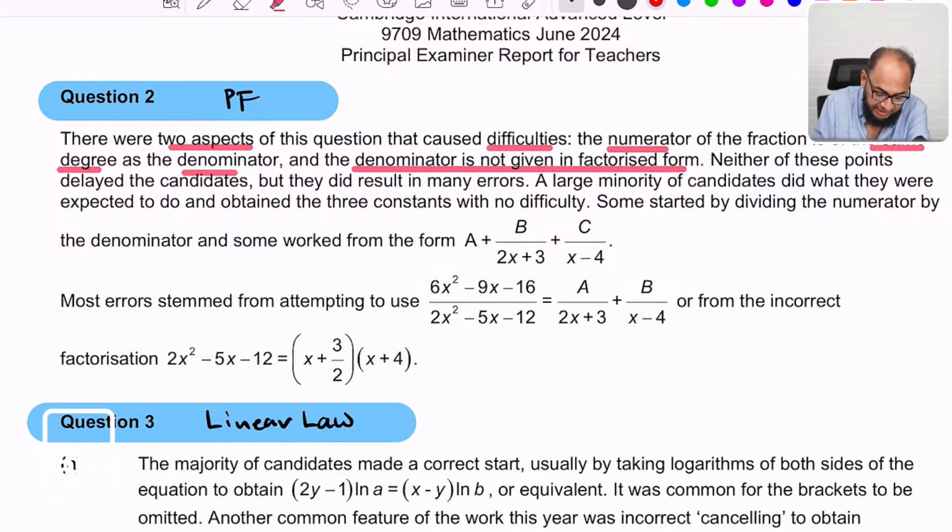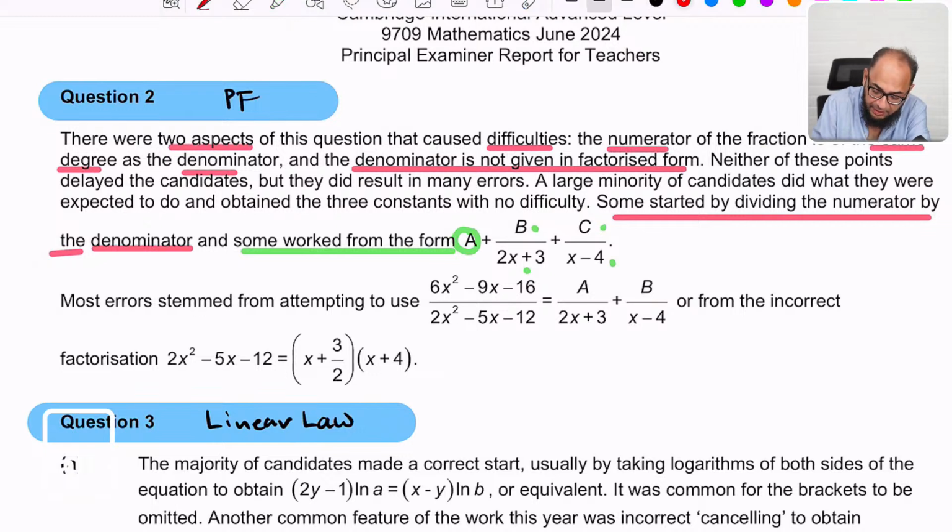Some started by dividing the numerator and denominator. Or some worked from the form y equals a, in place of the quotient, plus b over 2x plus 3, plus c over x minus 4. Many errors stem from using this.